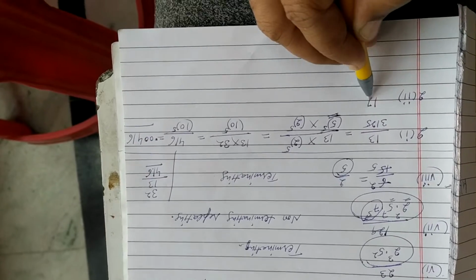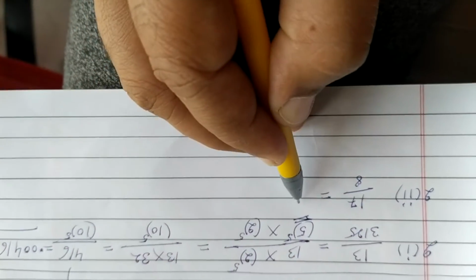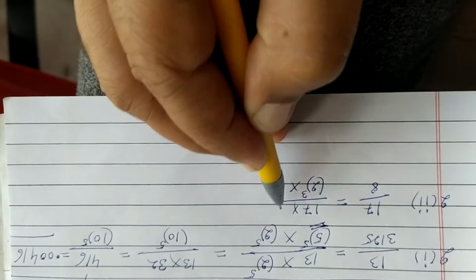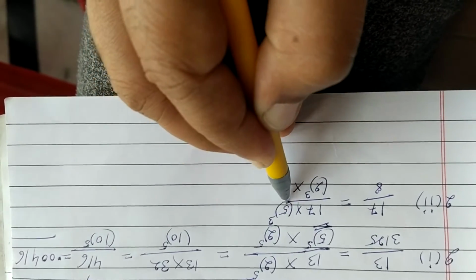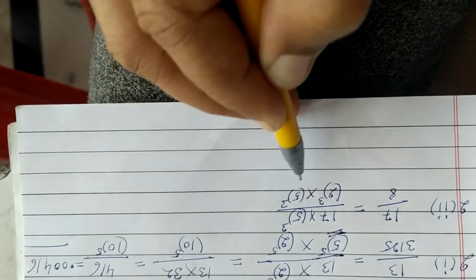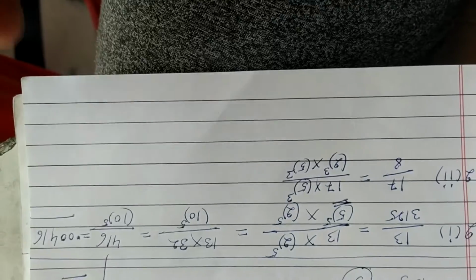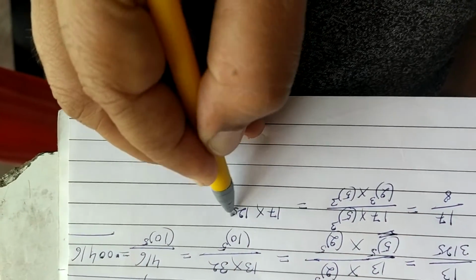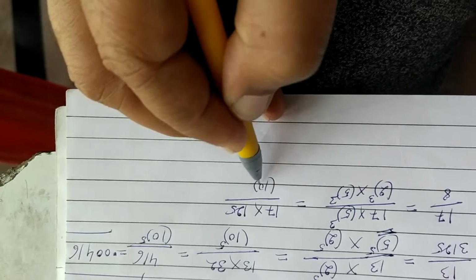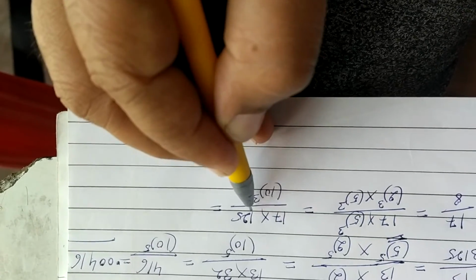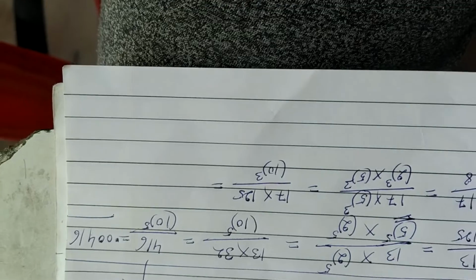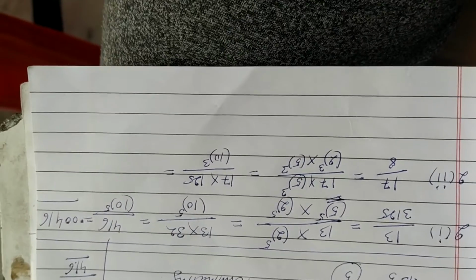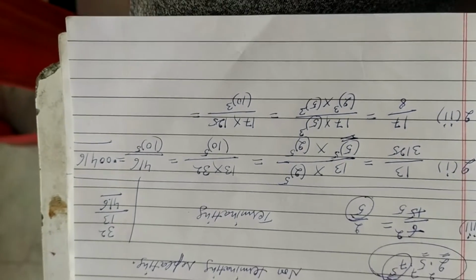Second part. 17 upon 8. 8 is 2 power 3, then multiply and divide with 5 power 3. 17 into 5 power 3 is 125, so it is 2125 upon 10 power 3. Just do the multiplication and put the decimal before 3 digits. You can do it easily, there is no problem. Like that, you will solve these questions.